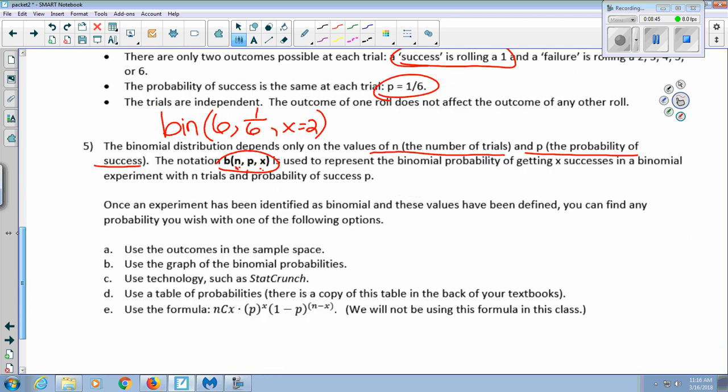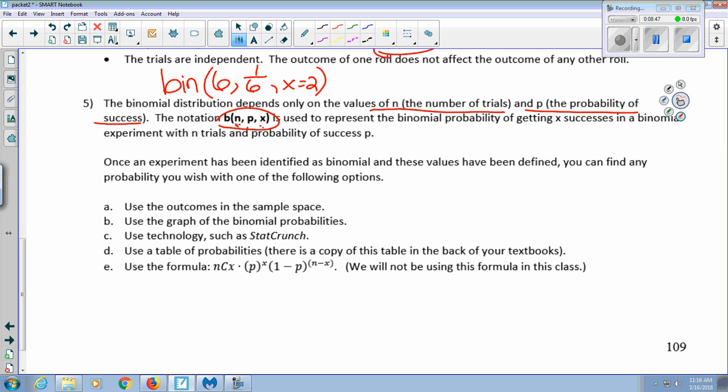So how do we find that probability? What is the probability of rolling 2 1s? We're going to have several ways to find that probability. We could use the outcomes in a sample space, use a graph of the binomial probabilities if it were given to us, use technology such as StatCrunch, or use a table of probabilities. The table of probabilities for the binomial is in the back of this packet and in the back of your textbook, and is required on the test to be used.